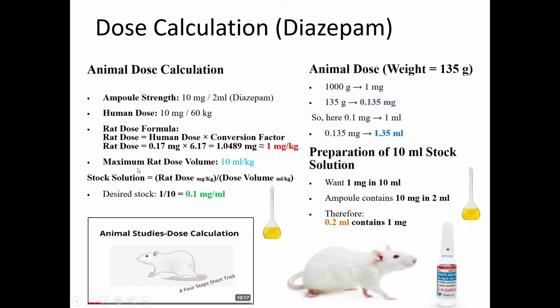Now the maximum dose volume, we have to calculate the dose volume. So the maximum rat dose volume is 10 ml per kg as per the OECD guidelines. So 10 ml per kg.